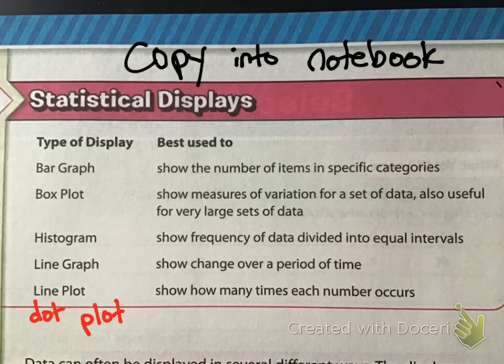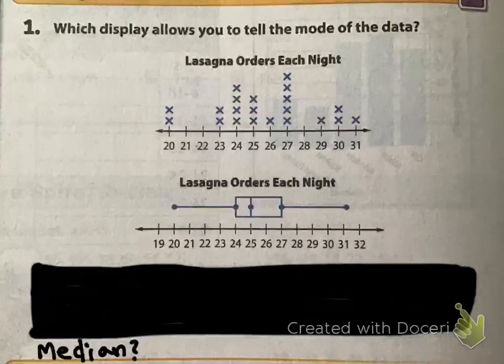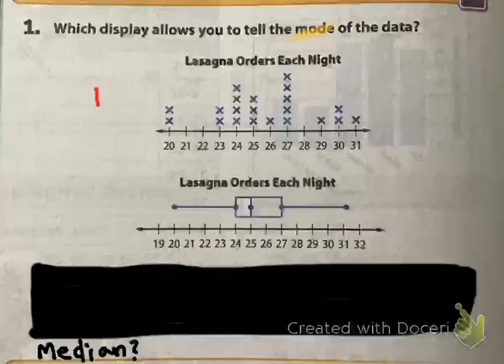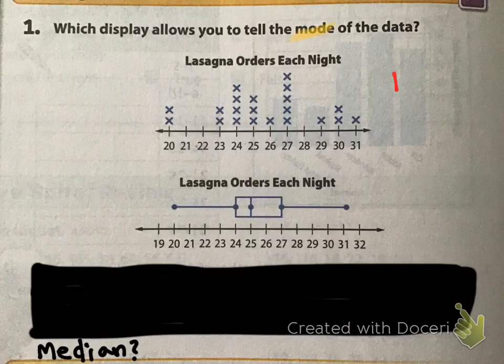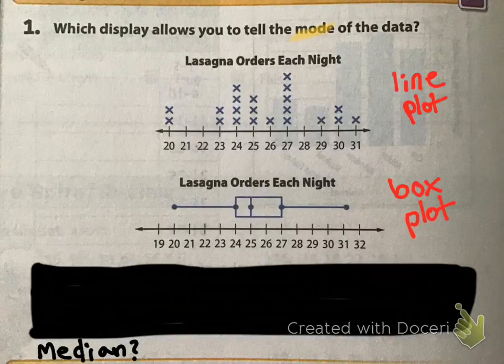So let's see. Which display allows you to see the mode of the data? So just by looking, do we think that it's going to be table 1 or do we think it's going to be table 2? Technically graph 1 or graph 2. In fact, without saying it, I want you to type in either line plot or box plot. So you're going to type in line plot or box plot.